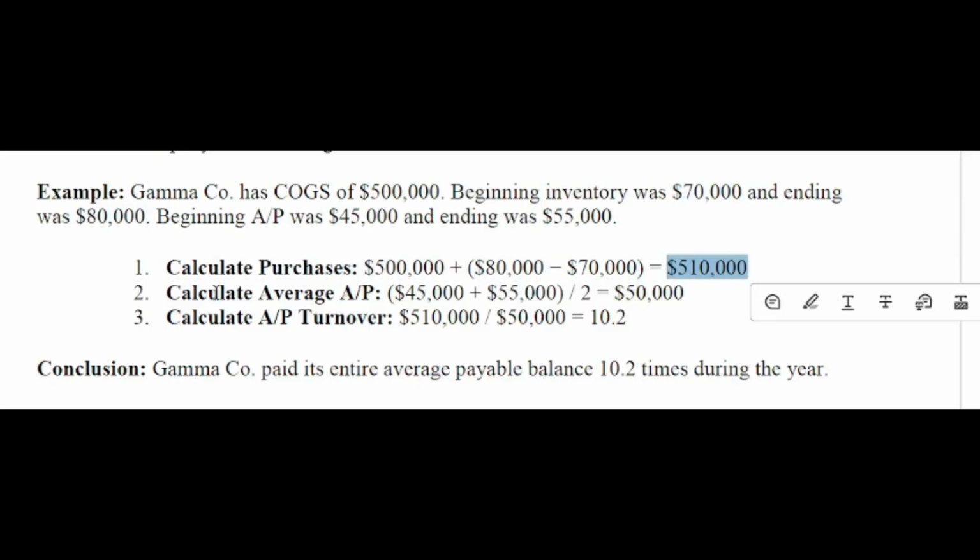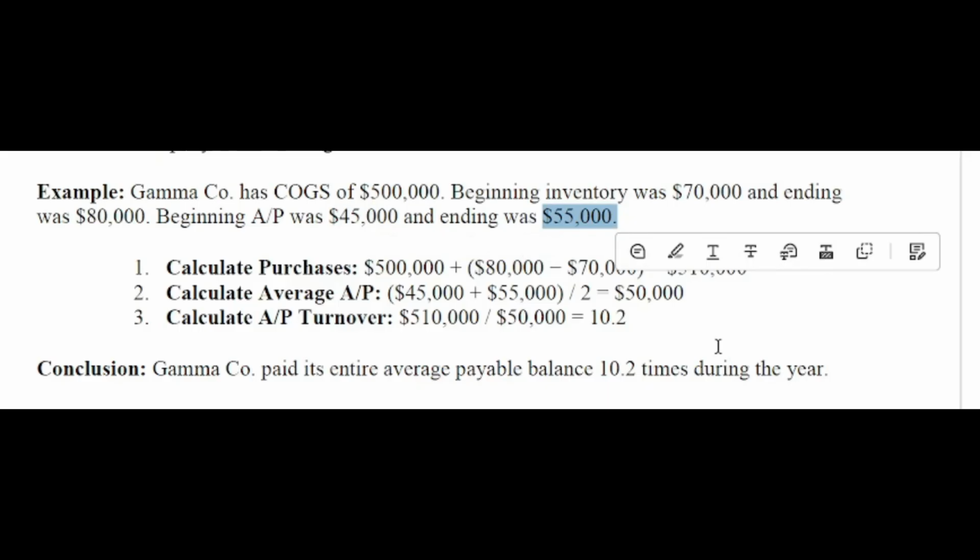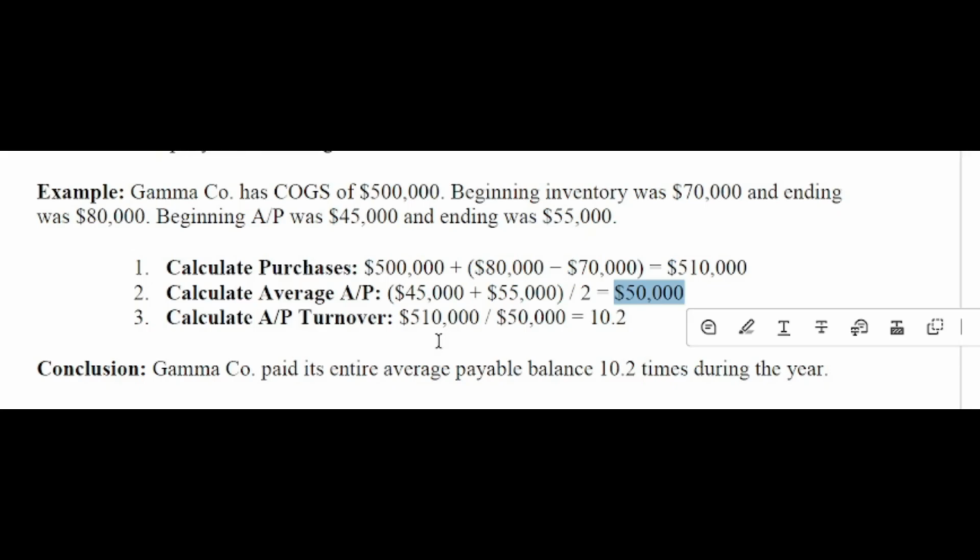Now we have to calculate the average account payable. The beginning account payable was 45,000 and ending was 55,000. That means 50,000 as an average. So the account payable turnover ratio is 510 divided by 50, that means 10.2 times.